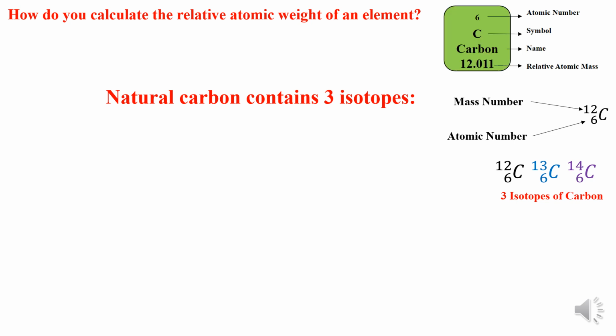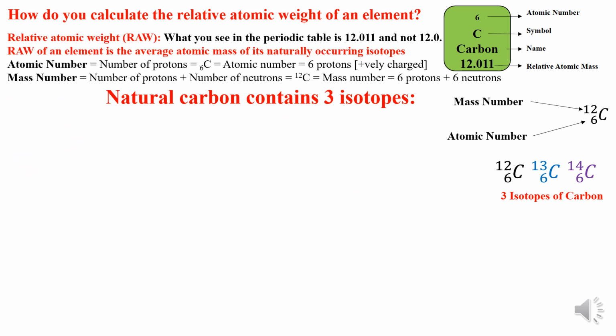Now what you see in the periodic table is the relative atomic weight of carbon mentioned in decimals and not as whole numbers. So why do you find the relative atomic weight of an element in decimals and not as whole numbers? Let's find out.